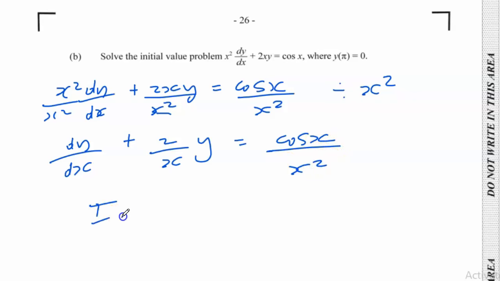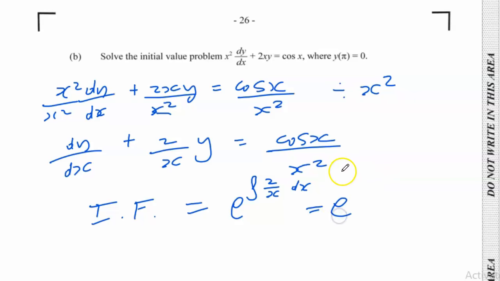Now the integrating factor is e to the integral of the y coefficient, which is 2 over x dx. So that's e to the integral of 2 over x, that's 2 log x. And 2 log x we can rewrite as log x squared. E to the log x squared is just x squared. So the integrating factor is x squared.